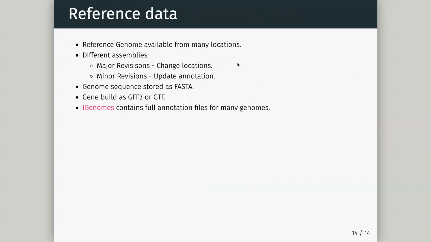The final thing we didn't cover here is where do we get our reference genomes from? There are lots of different places you can get reference genomes. Like I said, we have major revisions, minor revisions. We have our genome sequences as FASTA, and gene builds as GFF and GTF. One of the problems people face is that they download their FASTA from UCSC or Ensembl. They get their GTF off their friend because they're telling them that's the one we use in the lab. And then you end up with mixed sources of annotation. This can be a real problem. Often you'll lose track of where you got this GTF.